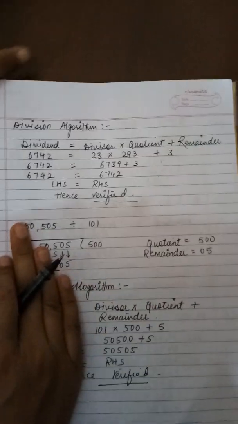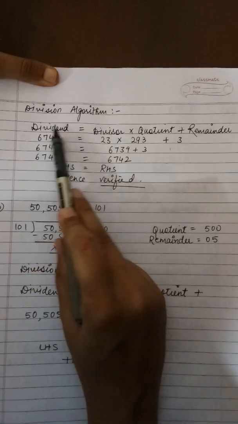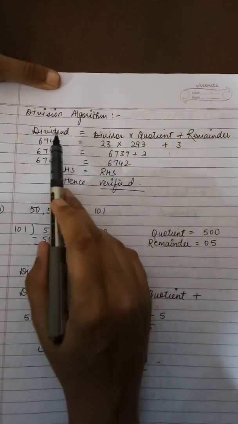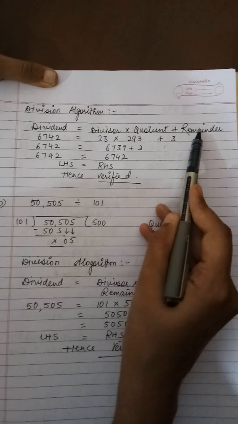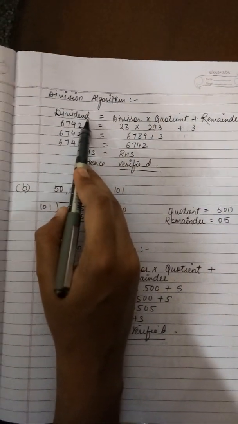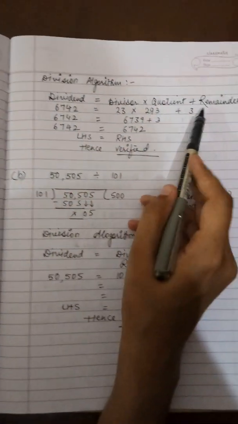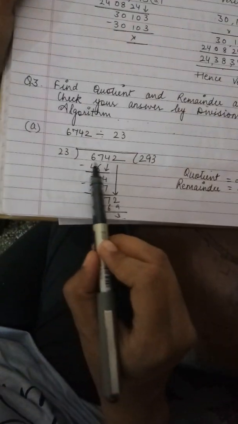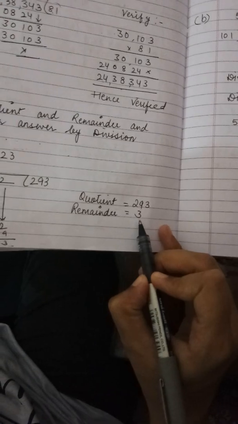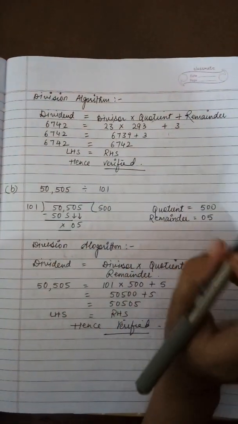Let's see here. First of all, you are going to write the formula of the division algorithm: dividend is equal to divisor into quotient plus remainder. Now, what is the dividend? Place all the values here. The dividend is 6742, right? The next is the divisor. What was the divisor? The number by which you divided, that is 23. The next is the quotient. What was the quotient? 293. And what was the remainder? 3. So you place 3 here. Fine, so you place these values here.